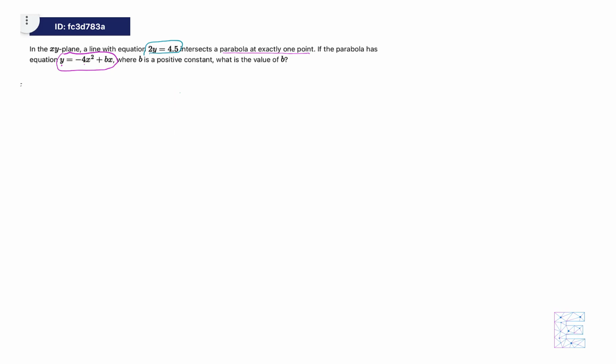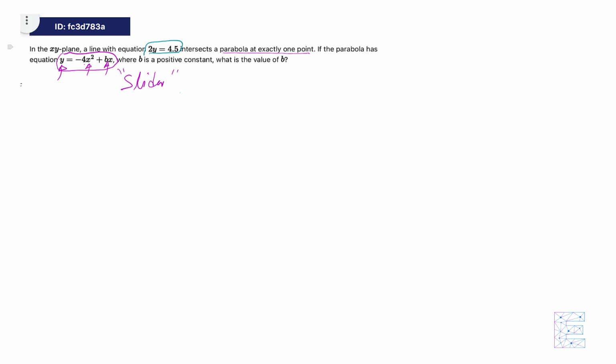So here's the quickest way to do it. You want to use Desmos. And the reason why you want to use Desmos is because you have too many unknowns. You don't know y, you don't know x, you don't even know b. So you want to use a feature on Desmos called slider, which I'm going to show you in 2 seconds.